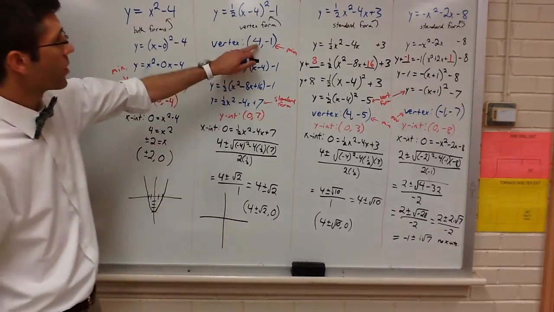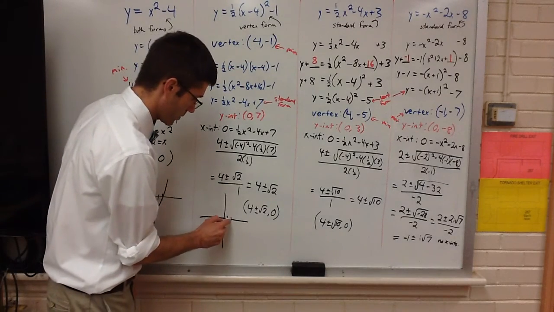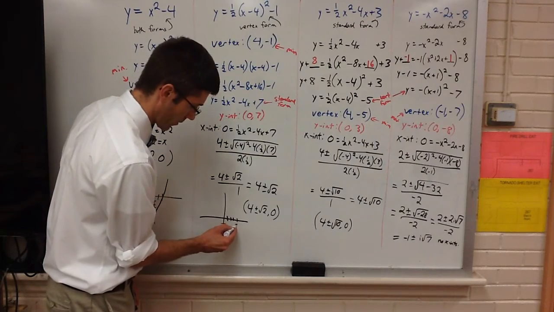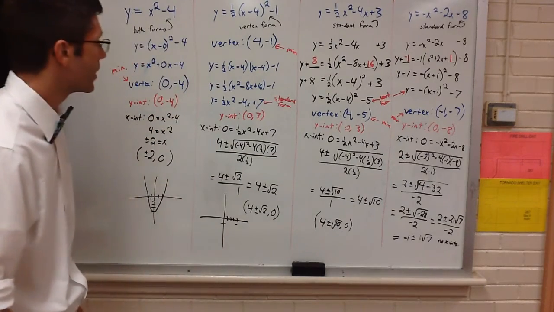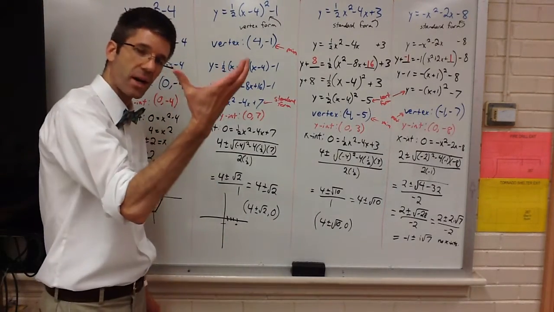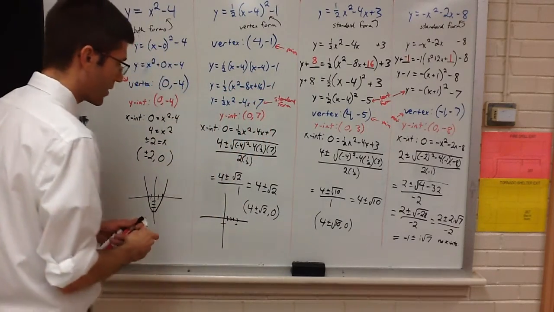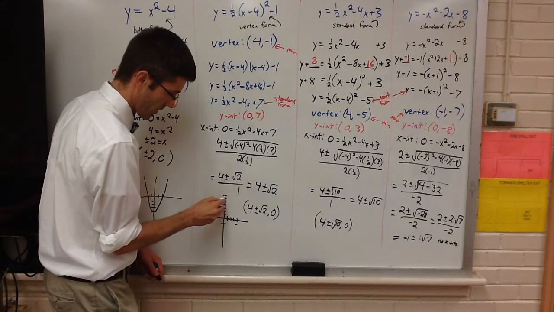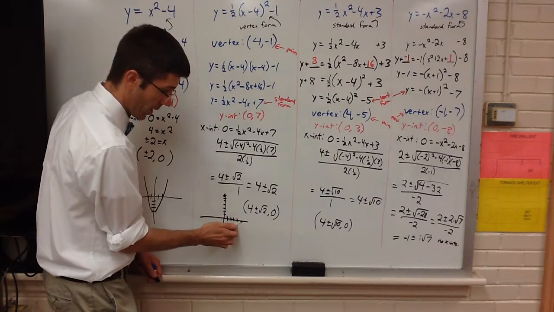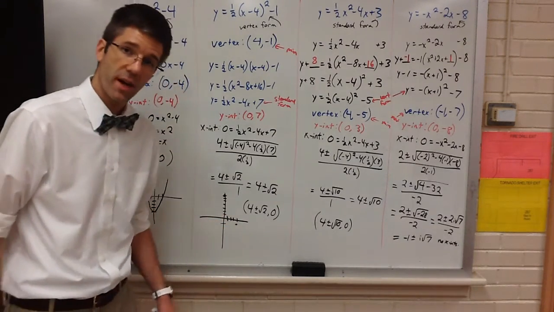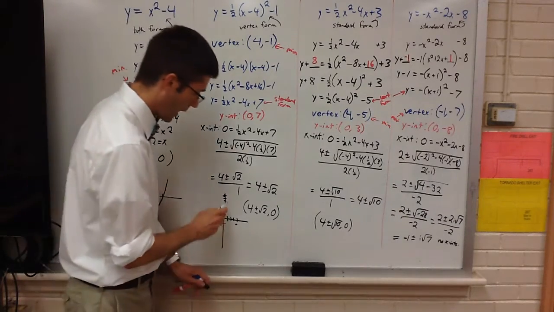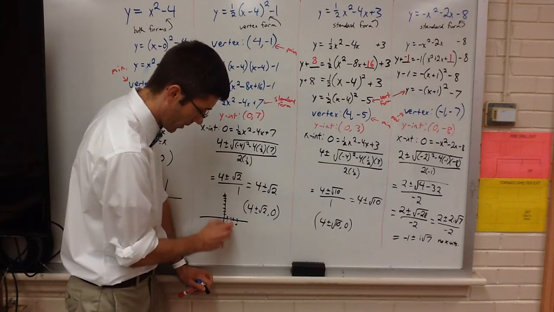Where's your vertex? (4, -1). 2, 3, 4, -1. I know it's right there, right about here. Does it open up or down? Up. Where's your y-intercept? 7. 1, 2, 3, 4, 5, 6, 7. I know it better touch here. It better bottom out here. Where are your x-intercepts? Not going to get too picky. Don't panic. I know somewhere in between here and here I better cross the x-axis.